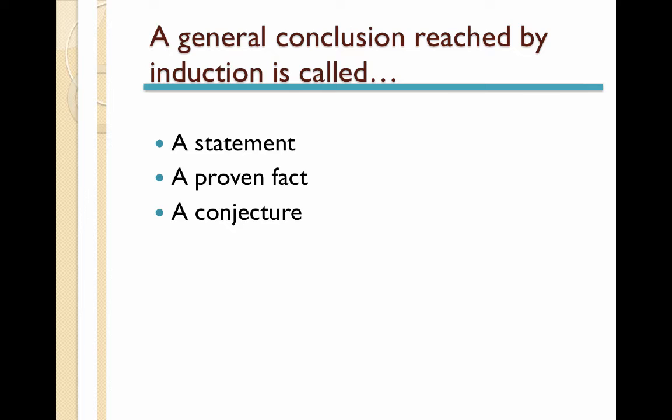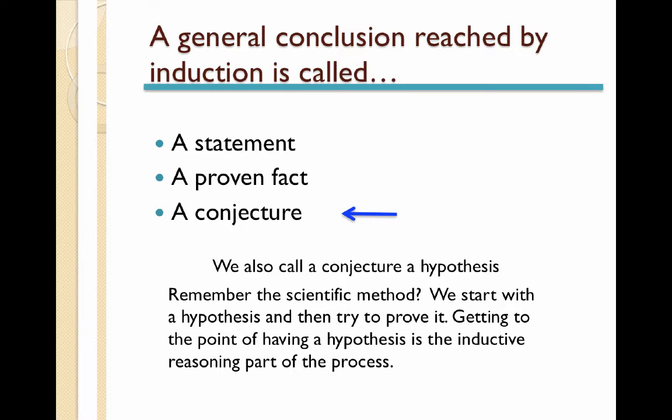This general conclusion that we come up with is often called, again, you have three choices, a statement, a proven fact, a conjecture. It's called a conjecture. It's not a statement of fact, it's not a proven fact. It's an idea, it's a conclusion that I drew from observing some things. We can also call our conjecture a hypothesis.